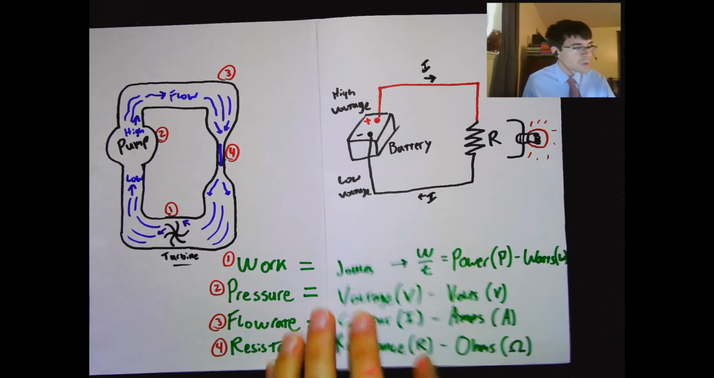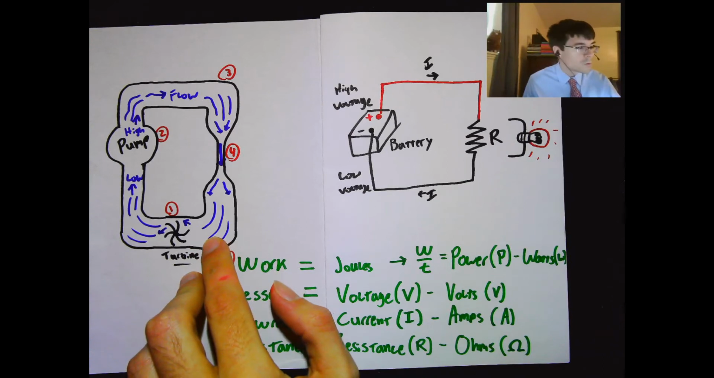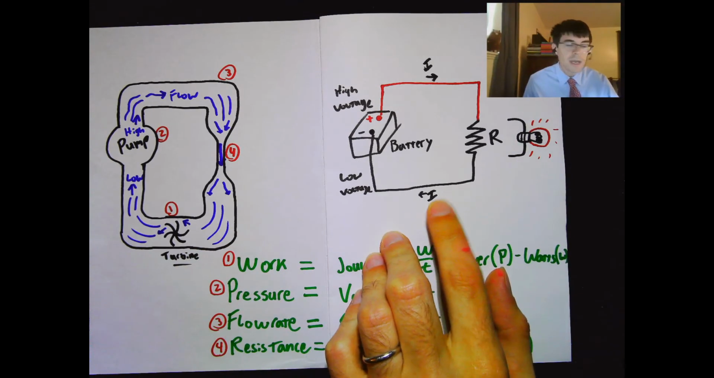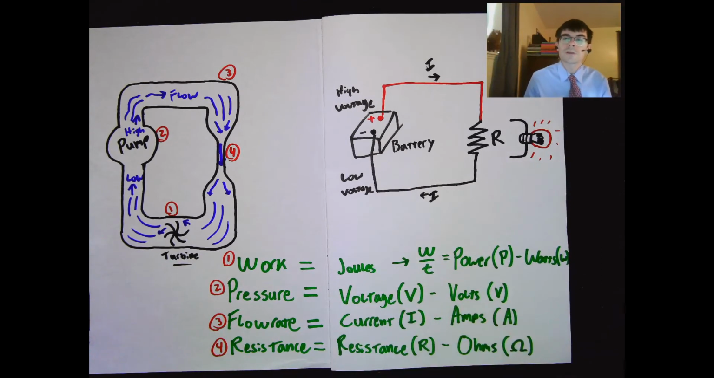Okay? So just like the water doing work inside of its circuit, we can have electricity doing work inside of our circuit. Generally, that work is something like moving an electric motor or lighting up a light bulb, but we'll talk about that a little bit more when we get to resistance.